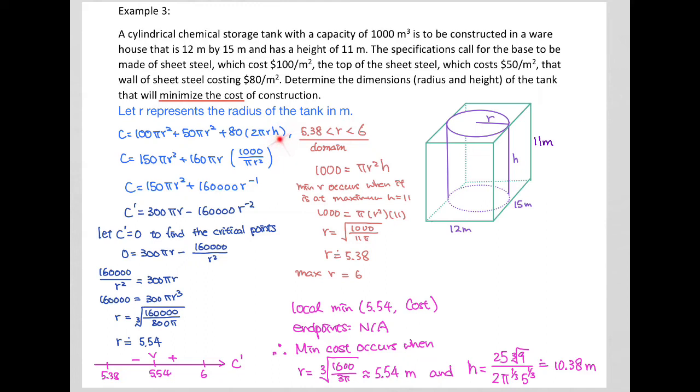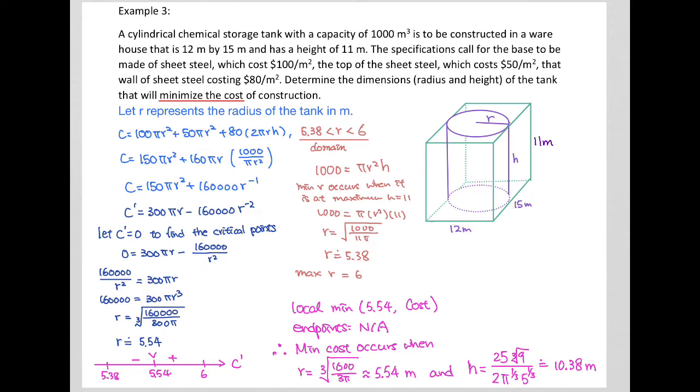That means replace the h in terms of the r. So that's divided by pi r square here. So we will have h equals to 1,000 over pi r square. And then replace the h and simplify the equation to have one variable in the domain, r. Once you only have one variable in the domain, then we can find the restrictions.